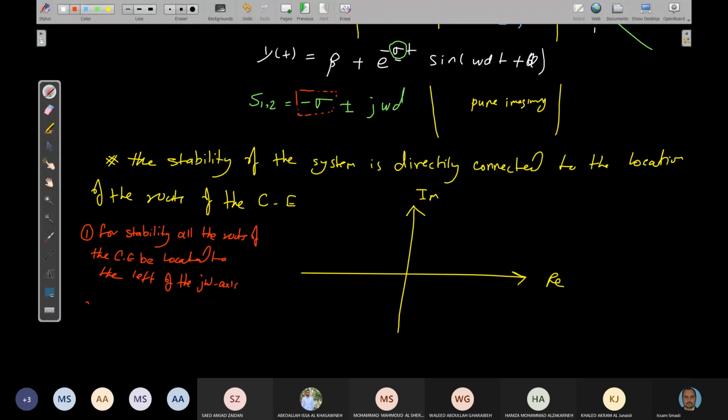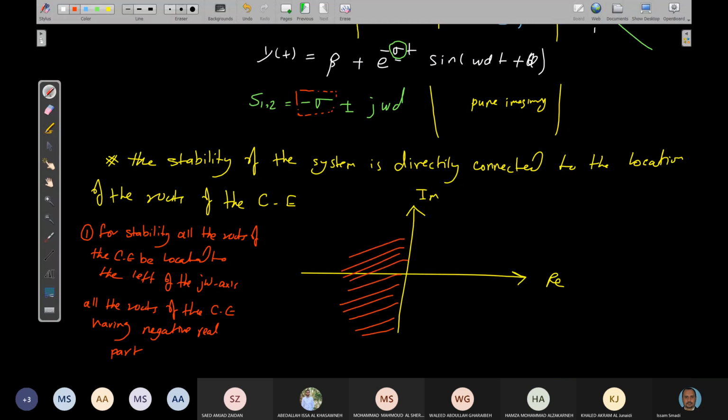Which means that all the roots of the characteristic equation have negative real part, correct? Yes. So someone will say this is actually the region of stability. If all the roots of the characteristic equation are located here, then the system is stable.